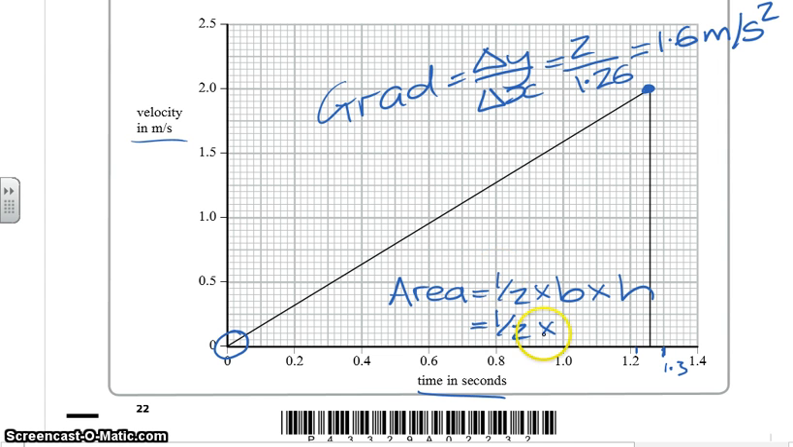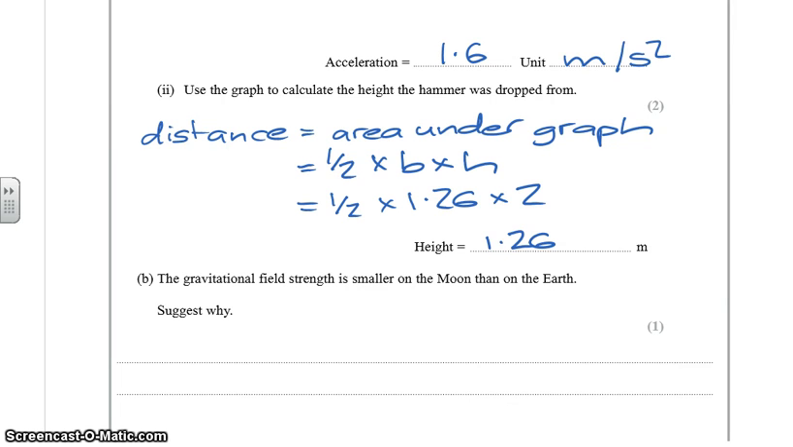The base of the triangle, as we've said previously, is 1.26. The height of the triangle is 2, and a half and a 2, when you multiply them you get 1, so the answer is just 1.26 meters. And there you can see my answer written into the space that they've provided.